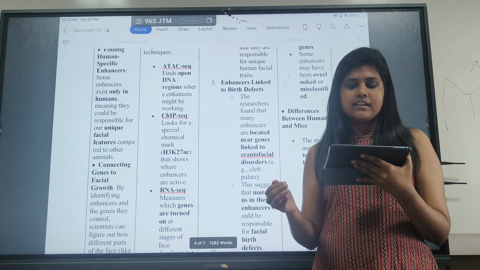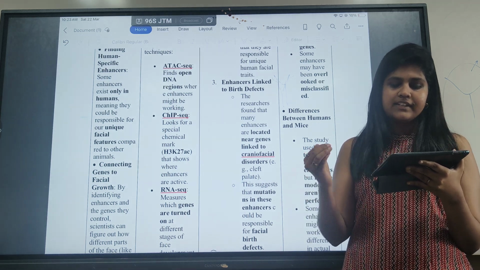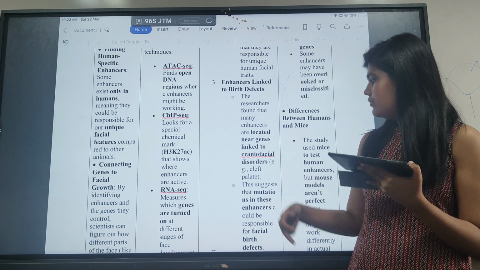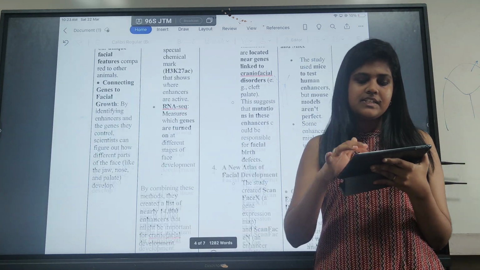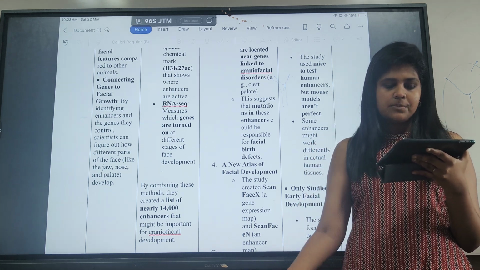And enhancers link birth defects. So the researchers found that many enhancers are located near genes linked to the craniofacial disorders like the cleft palate. So this suggests that the mutations in these enhancers could be responsible for the birth defects, facial birth defects.